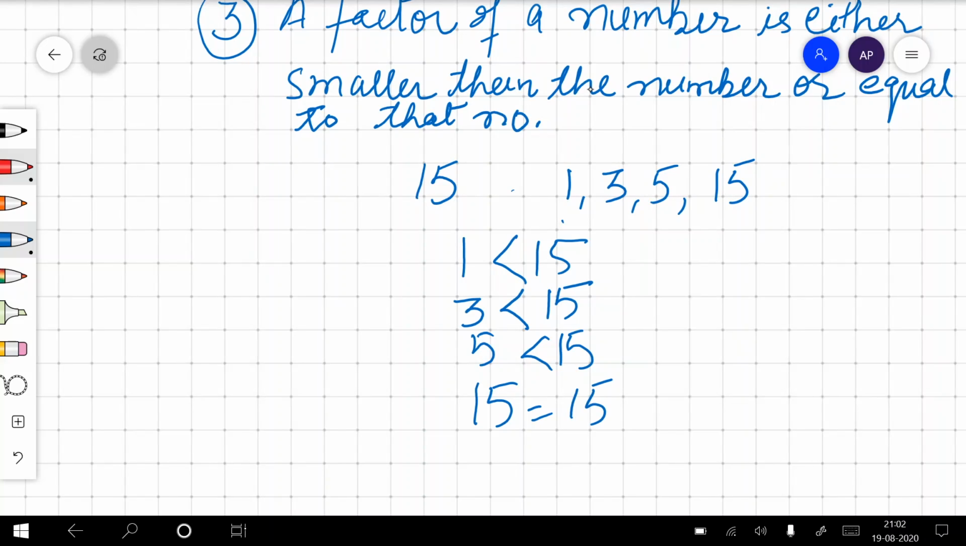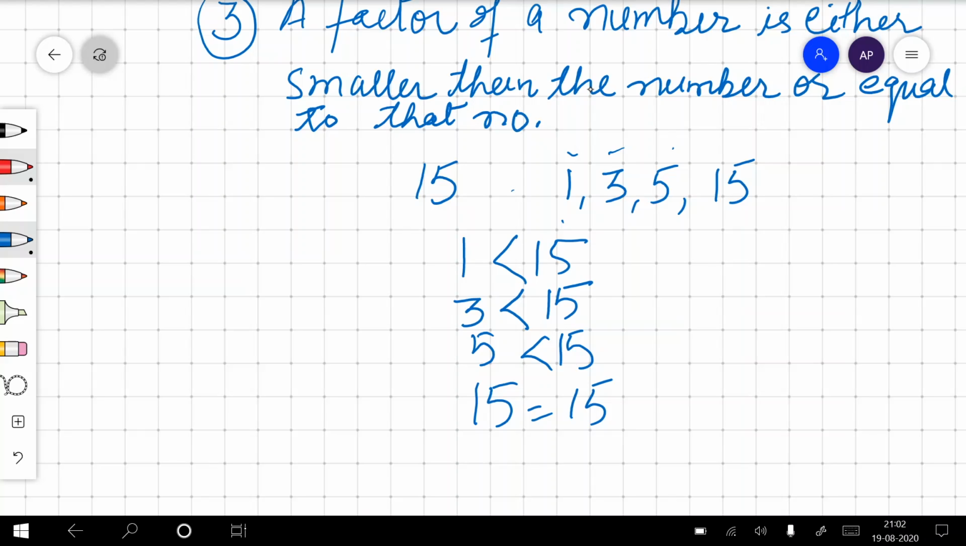So the factors of a number are either smaller than the number or equal to the number. Either they will be smaller, or they will be equal.